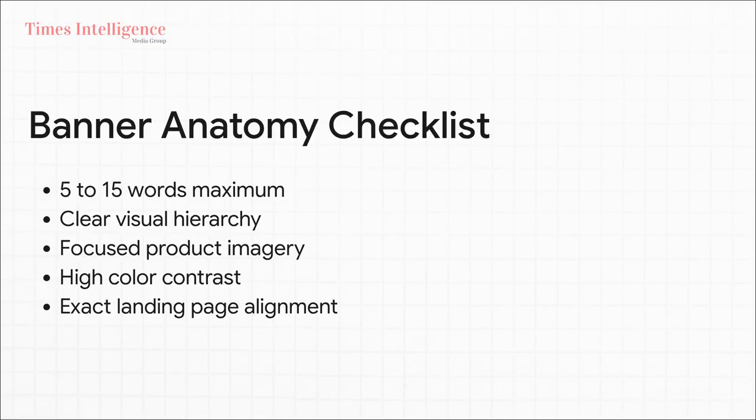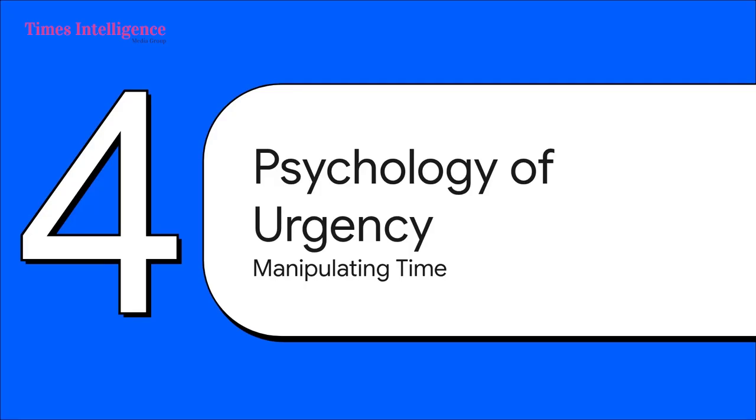Your banner messaging has to match the destination page exactly. If your banner says 40% off sportswear and the user clicks it, they better see discounted sportswear immediately. If there's a mismatch, you will absolutely ruin your campaign with incredibly high bounce rates. Which brings us to Section 4, the psychology of urgency and the behavioral science behind manipulating time.